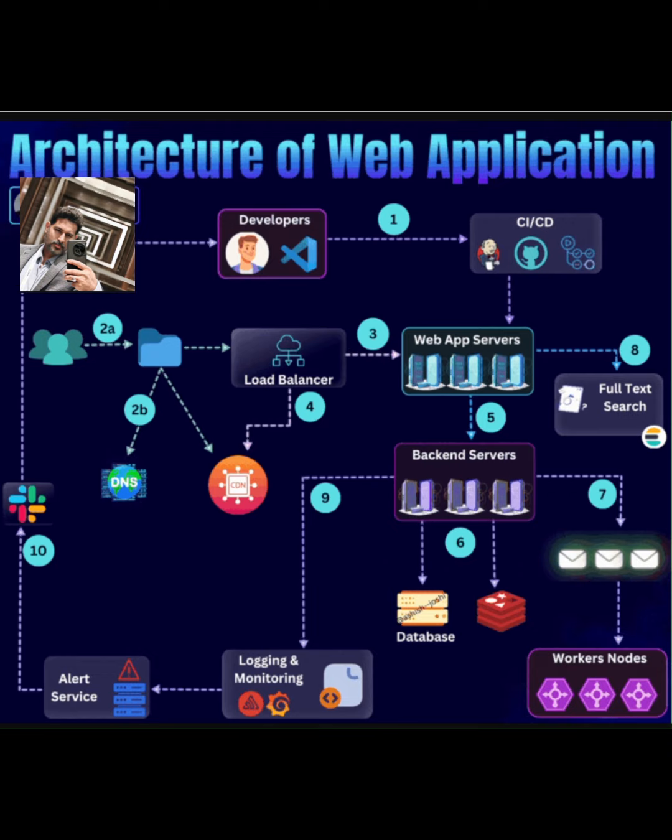For observability, the architecture includes a logging and monitoring system. This architecture ensures scalability, resilience, and observability for a modern web application.